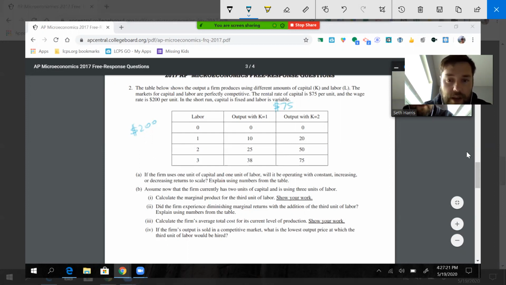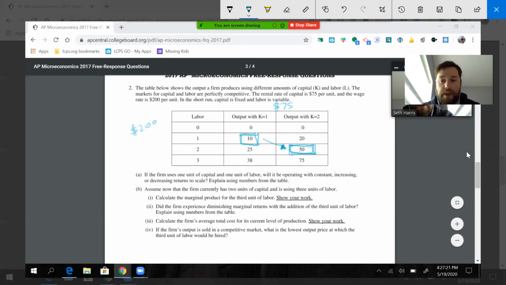So we'll start at 1 and 1, right? 1 unit of labor, 1 unit of capital. So we're going to highlight this area here. Now, the way to think about returns to scale and whether they're increasing, decreasing, or constant is what happens when you double inputs. So we had 1 unit of labor, 1 unit of capital. Let's double both, 2 units of labor and 2 units of capital. So we're going to go down here to this one. So we went from 10 to 50 when we doubled inputs.